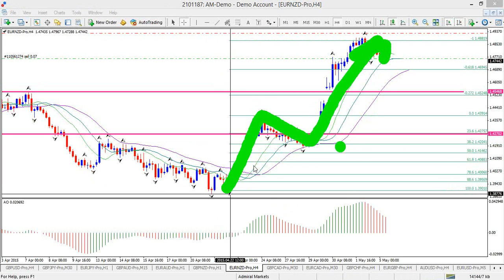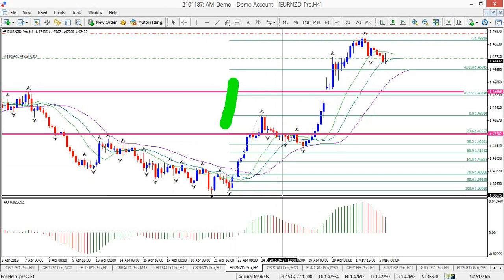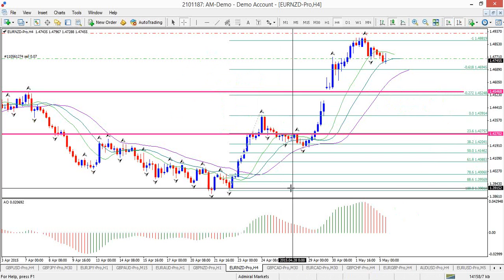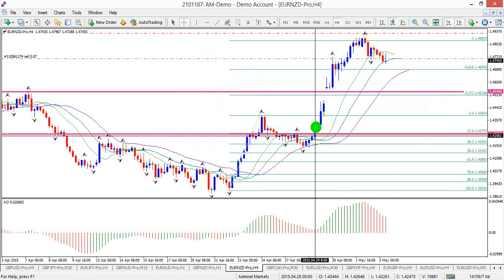Right, so you don't even need to know wave counts here. Is this a 1? Is this an A? It doesn't matter. If we get a bull flag, there's a chance of a C and 3, and it's a good trade. That's why I took that long, and I closed it at the minus 1,000 target.